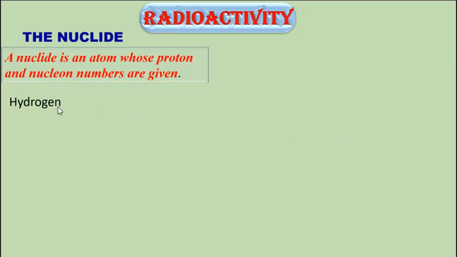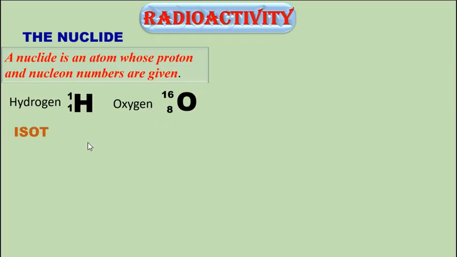Look at an example of a nuclide, hydrogen. What do you see about hydrogen? The proton number is 1, the nucleon number is 1. That means there's no neutron in this hydrogen. Then you have oxygen, another nuclide we want to look at. For oxygen, the nucleon number is 16 and the proton number is 8. That means the number of neutrons, small n, should be 16 minus 8.